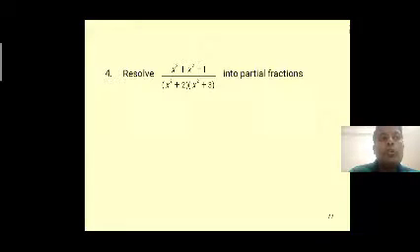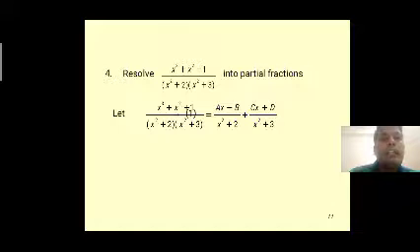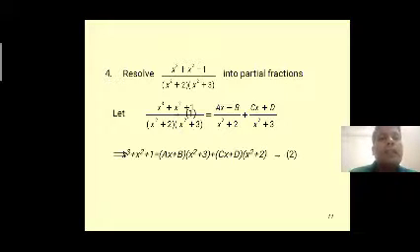Now the fourth problem. Resolve (x³ + x² + 1)/((x² + 2)(x² + 3)) into partial fractions. Let (x³ + x² + 1)/((x² + 2)(x² + 3)) equal. Here the two quadratic factors are there, so we write the partial fraction format as (Ax + B)/(x² + 2) + (Cx + D)/(x² + 3).